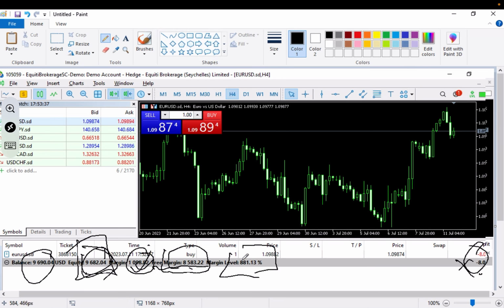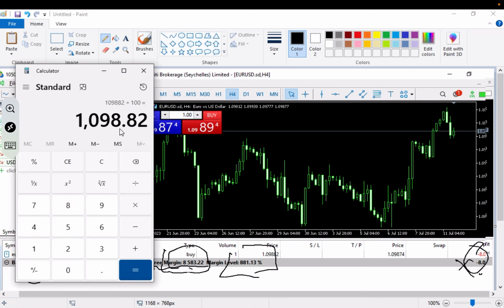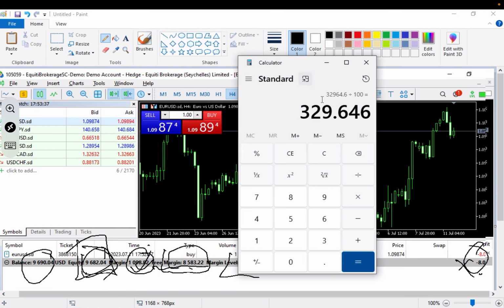So when this margin level percent drops below 50% or below 30%, your trade will be closed. Let's say your broker has a stop out level of 30% and your used margin is 1098. So 1098 times 30%. When your equity drops below that, let's say you are going in loss, the market is falling against your buy position, once your equity drops below 329.64, this position will be closed automatically.